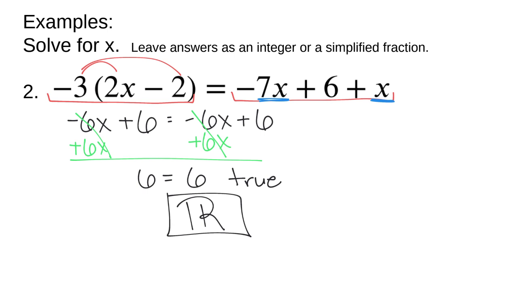Remember, if we get down here and we get something that's a false statement, then we have no solution. But this one comes out to be a true statement, so we know all real answers are going to work. Anything you put in here for x, as long as you put the same thing in here and the same thing in here for x, this side is going to have the same value as that side.